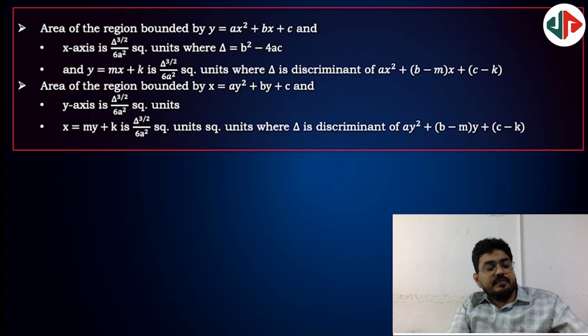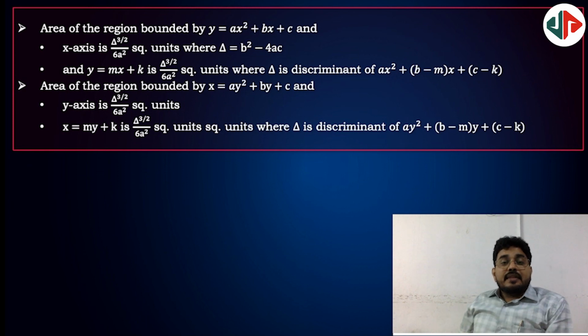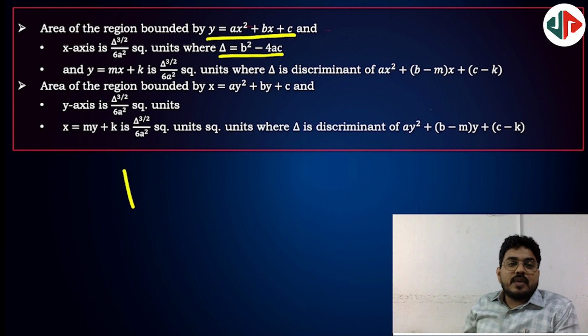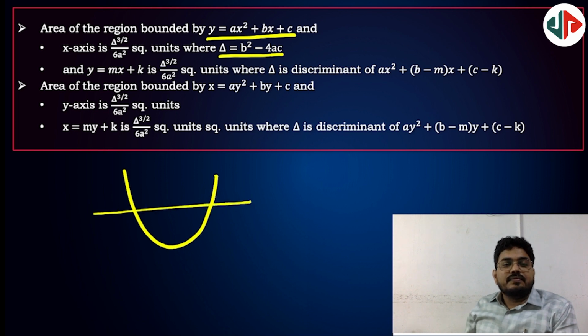next one is some standard properties for your betterment. Area of the region bounded by y equals ax square plus bx plus c, where delta is b square minus 4ac, and the x-axis. Then the area of the region bounded by this curve and y equals mx plus k, where delta is the discriminant.